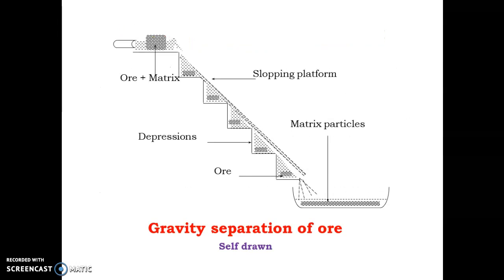So we allow water to fall along with the ore from this end, and you will get the matrix particles into this container. Whatever ore particles have specific gravity greater than water settle at this depression. So by that method we can separate out ore as well as matrix particles.